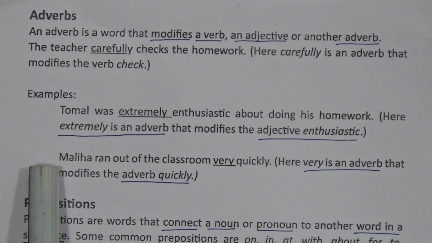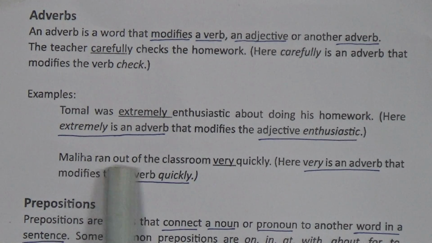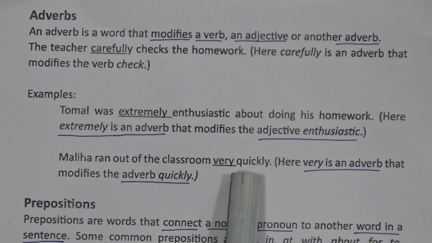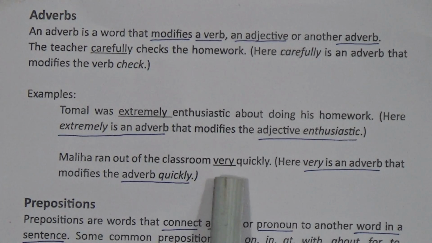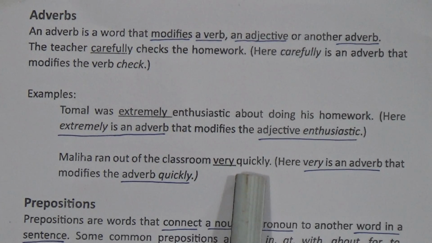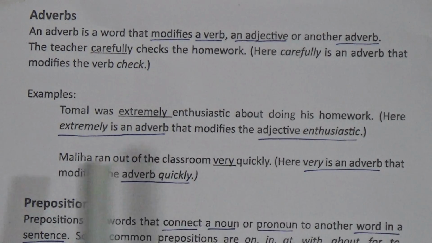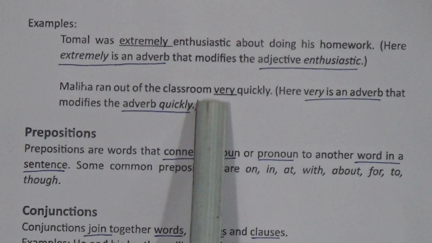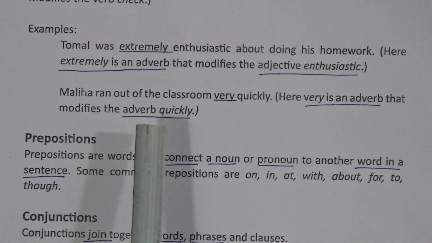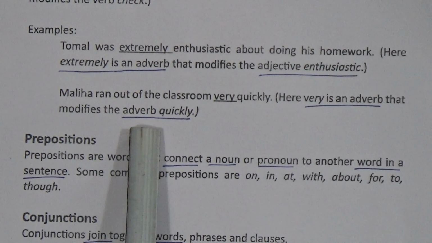Look at the next example. Maliha ran out of the classroom very quickly. In this sentence, very is an adverb and is modifying another adverb, quickly. Here very is an adverb that modifies the adverb quickly. So in this sentence, the adverb is modifying another adverb.